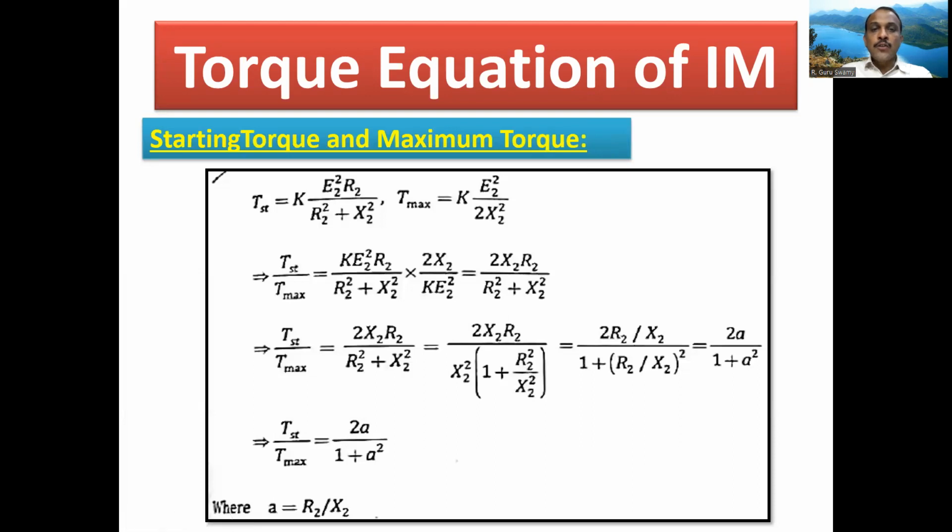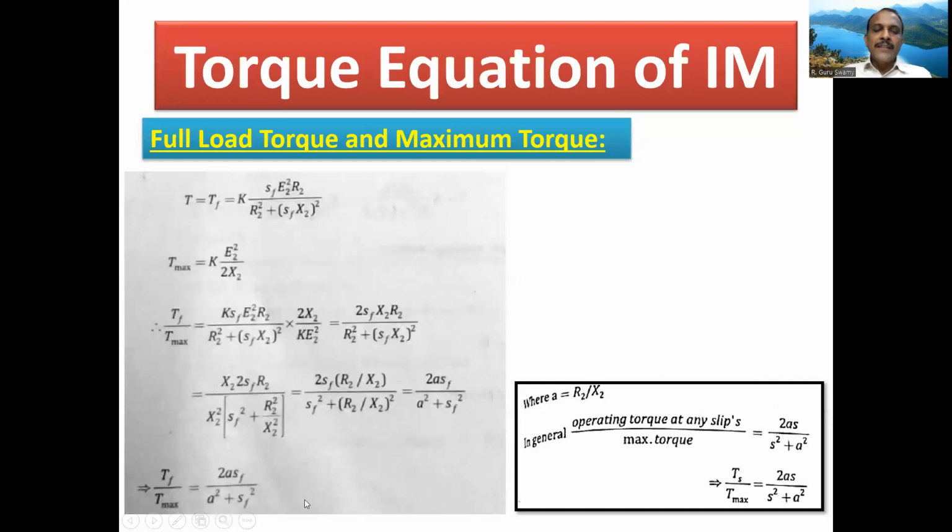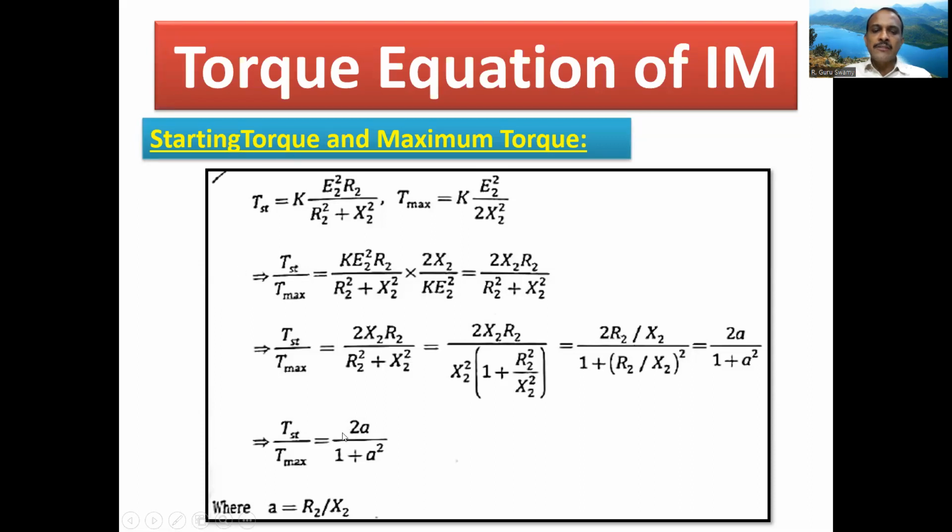Now we'll also discuss starting torque to maximum torque. This is your starting torque, where there is no S, and this is your maximum torque. Divide both of them, and this becomes reciprocal. K E2 square gets cancelled and you are going to get this value. In the denominator, I take X2 square as common, X2 gets cancelled, and we have 2 into R2 by X2 plus 1 into R2 square by X2 square. R2 by X2 is termed as a, so we get 2a divided by 1 plus a square. Previously we got 2aS divided by a square plus S square. Here S has become 1 because it is the starting torque. These are the values which you have to study in the torque equation.